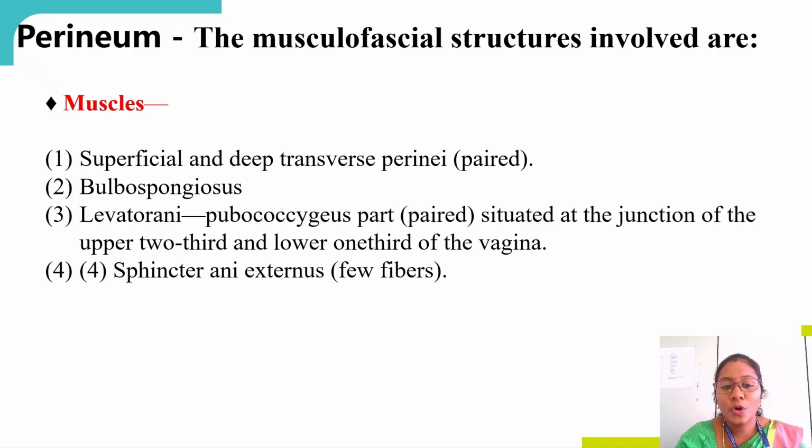The levator ani consists of the pubococcygeus, puborectalis and iliococcygeus muscles. Among the perineal muscles, the pubococcygeus is also a paired muscle, situated at the junction of the upper two-thirds and lower one-third of the vagina. The fourth one is the external anal sphincter, a few fibers of which are present in the perineal region.